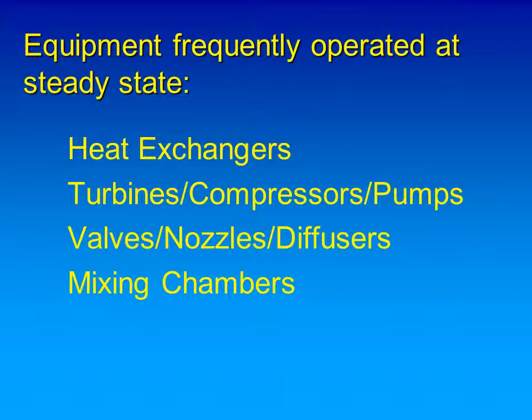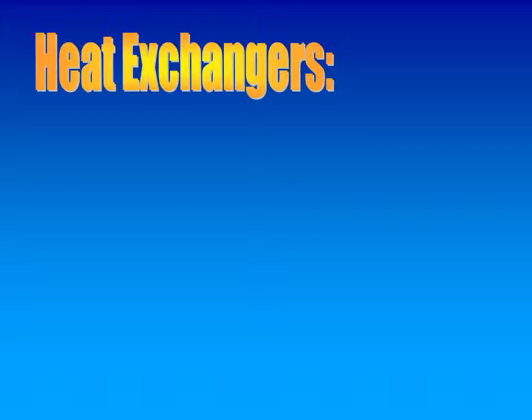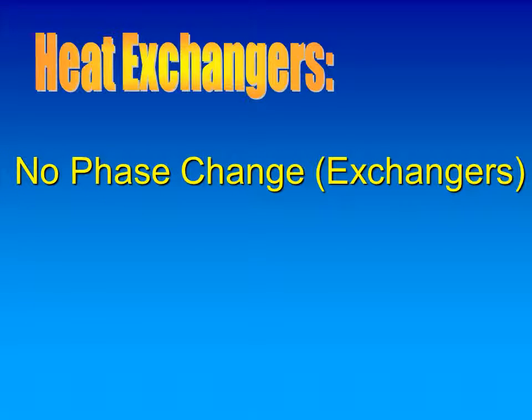Oh, here's another one, mixing chambers. If I'm mixing two fluids together and the third one comes out, that's another example of an open system that we try to operate at steady state. Let's look at heat exchangers. So I'm going to spend a little bit of time on heat exchangers.